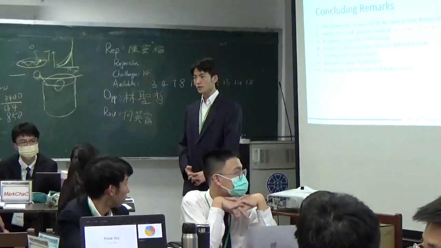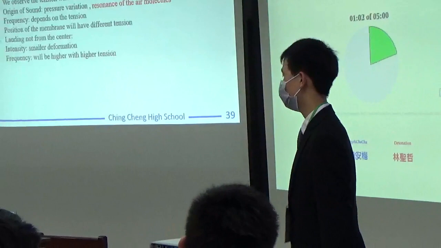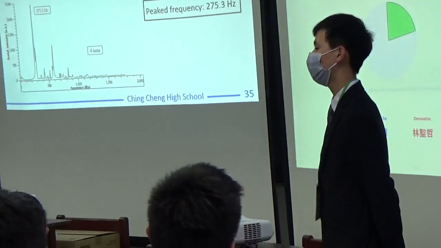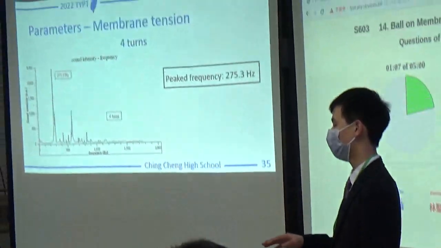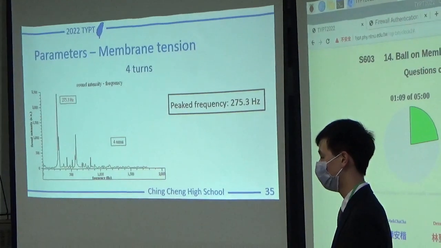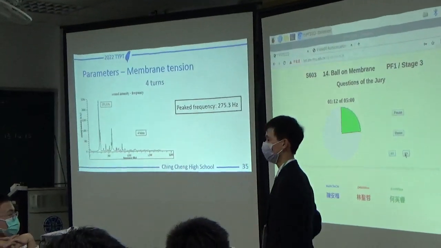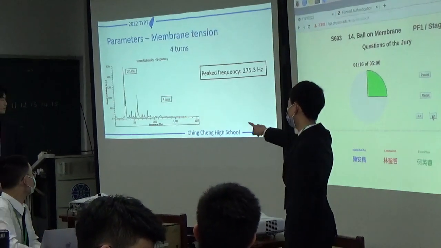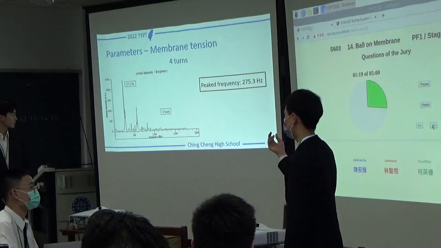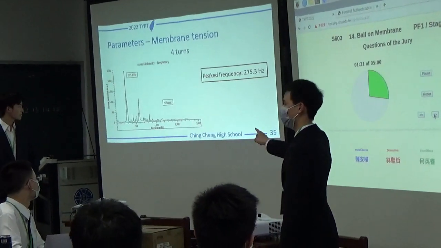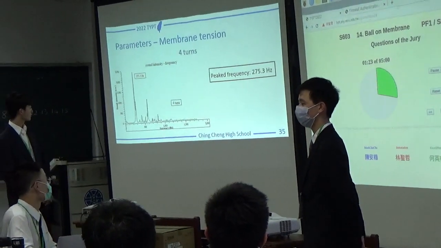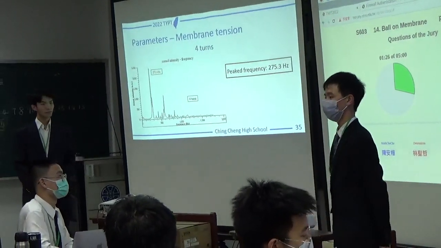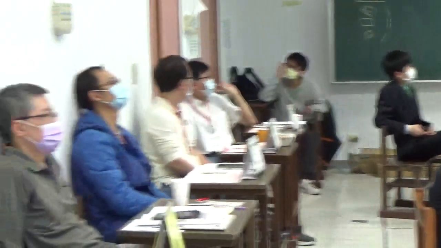I agree with the opponent. Now please turn to page 35. To prove that the origin of the sound really comes from the vibration of the membrane, which then causes a resonance of the air particles: in the frequency range between 500 and 1,000, there is a peak at about 540, which is the frequency of the first peak. Thank you. Any more questions?